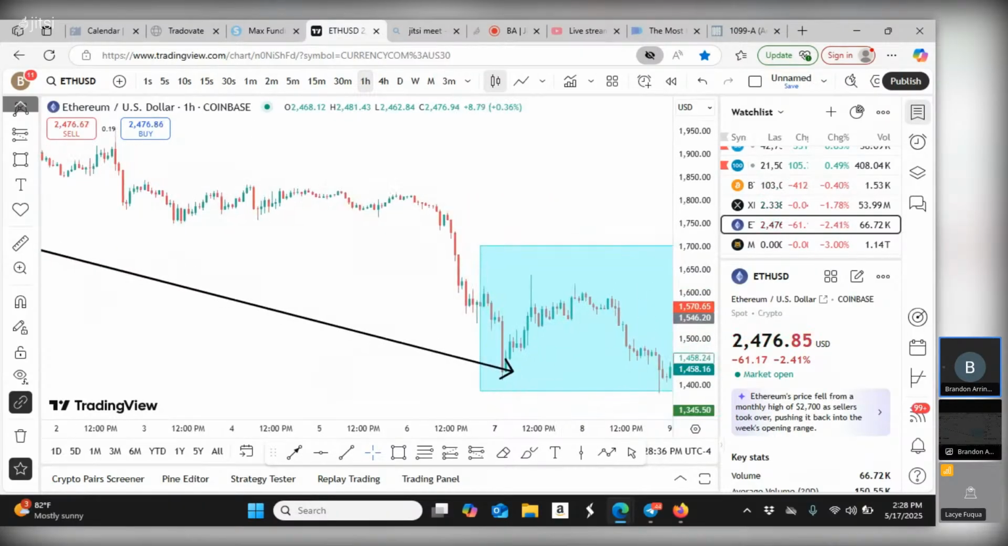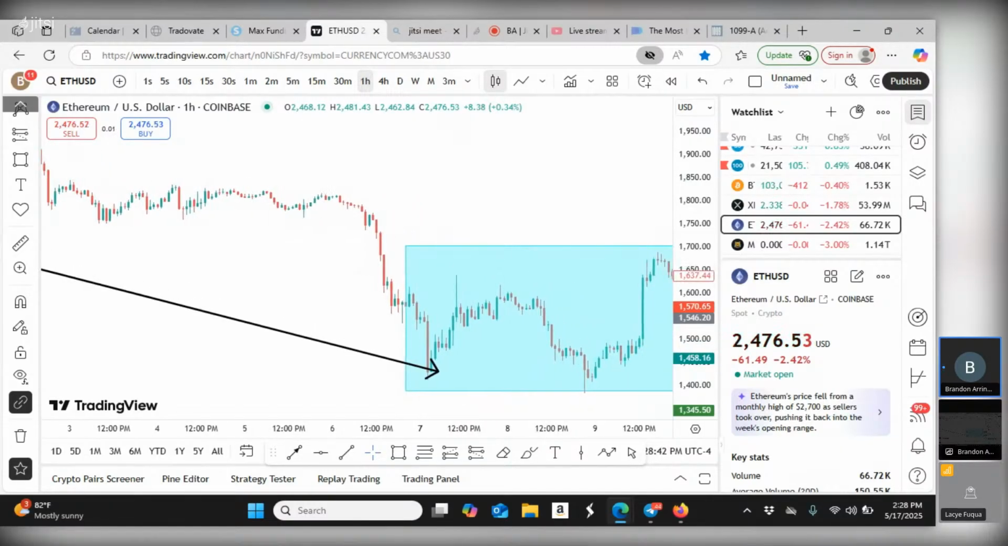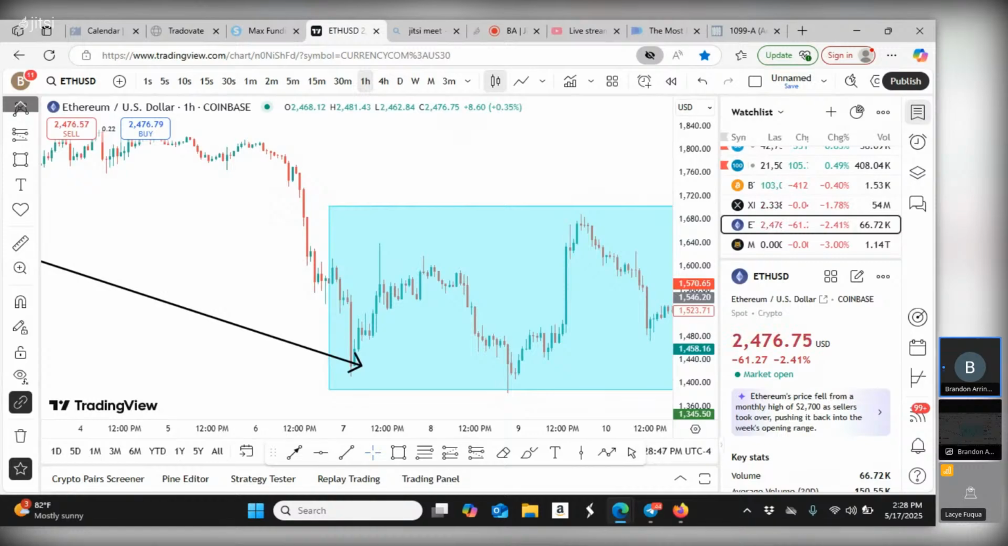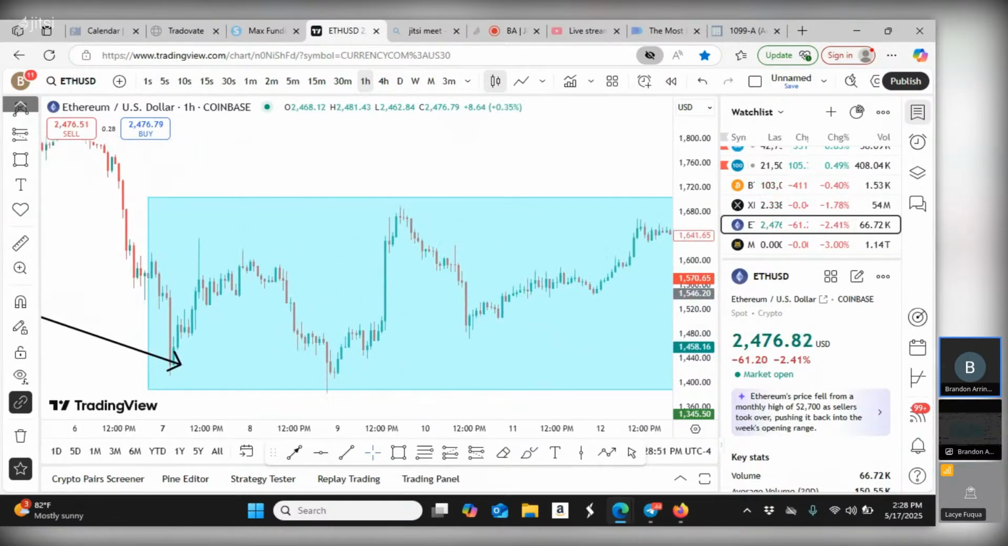So just because price is at a discount don't mean you have to get in right away. If you get in right away, you can get trapped in the range. You see what I'm saying? And it's just gonna play around with your emotions. So you gotta let it build up. You gotta let it build up.